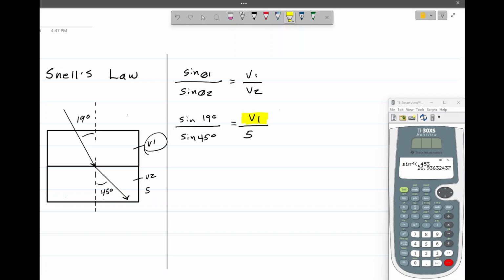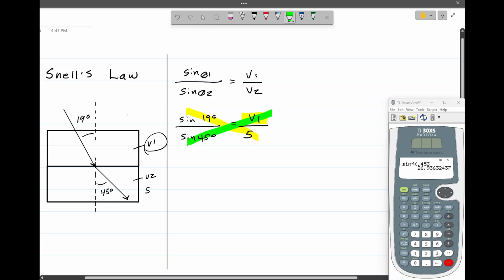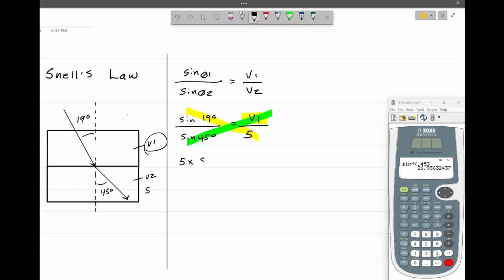So what we need to do is cross multiply this by this and this by this. Okay, so let's do that. So I end up with 5 times the sine of 19 degrees equals V1 times the sine of 45 degrees. Now to get V1 by itself, I have to divide this side by the sine of 45 degrees. That cancels out. Whatever you do to one side, you do to the other. So divide this by the sine of 45 degrees.